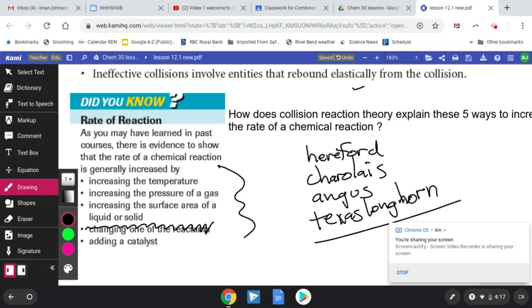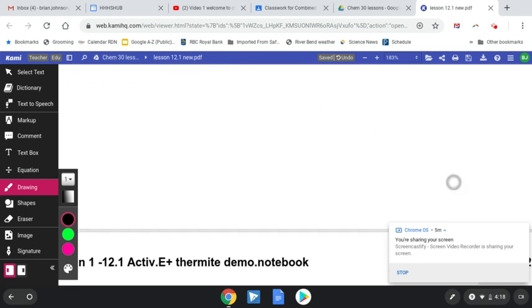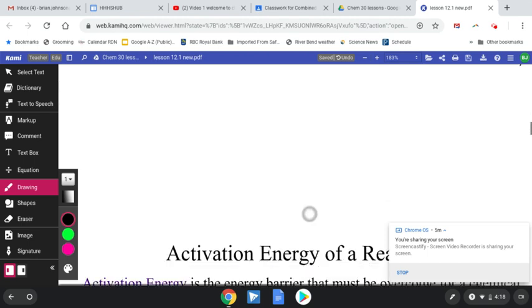You ready for this? Sitting down? It's a catalyst. And adding a catalyst to a chemical reaction will definitely speed up the rate. Okay, so we're moving on to activation energy.